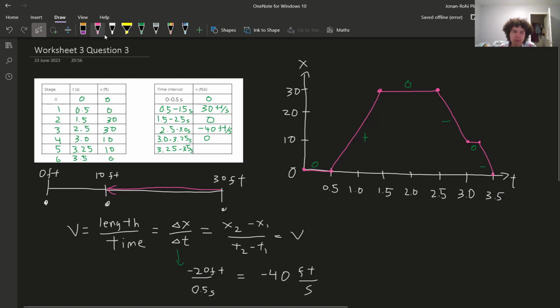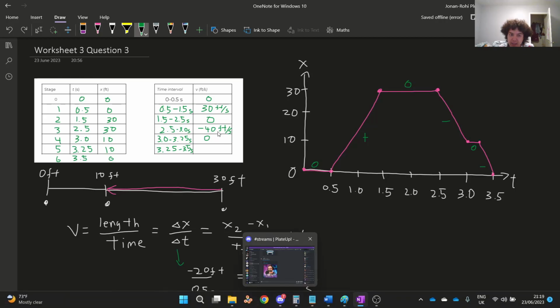So, what we're going to do, I encourage you at this point to pause and try to do this interval yourself. I hope you paused. And now I am going to do the interval.